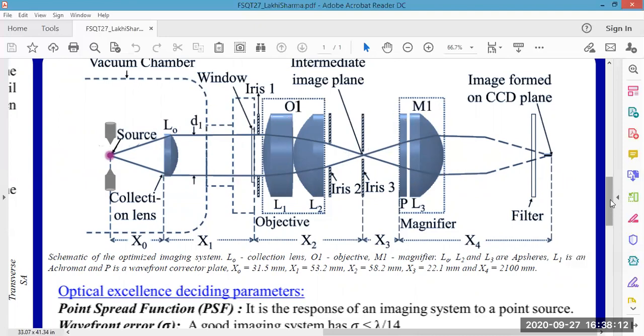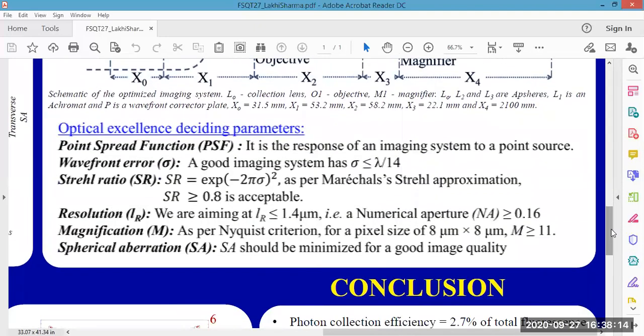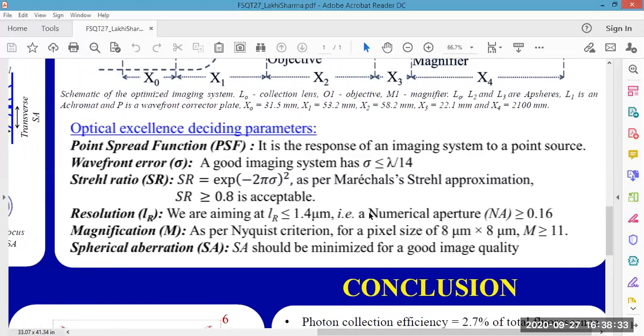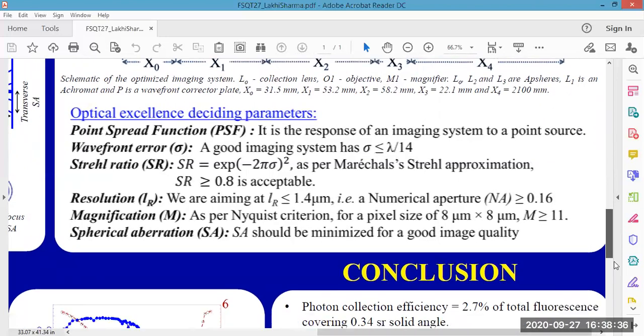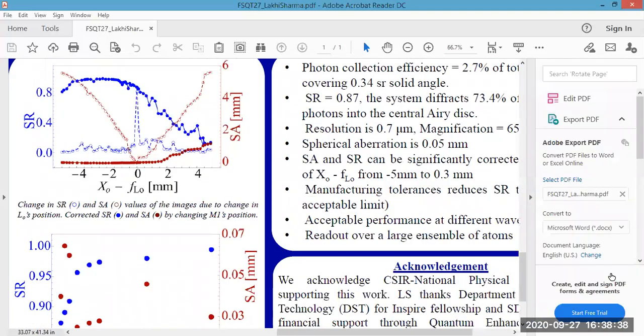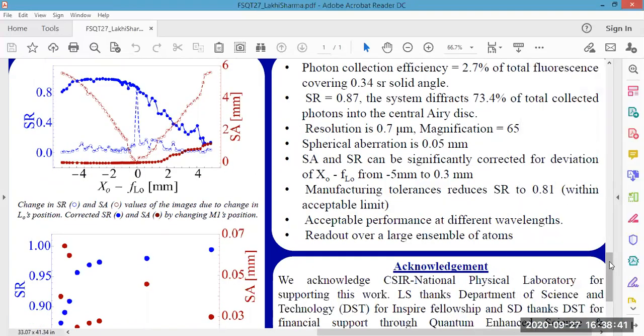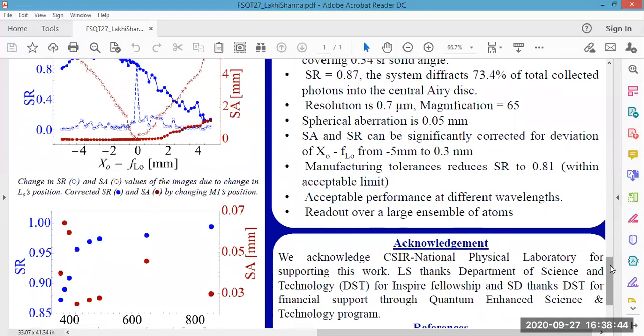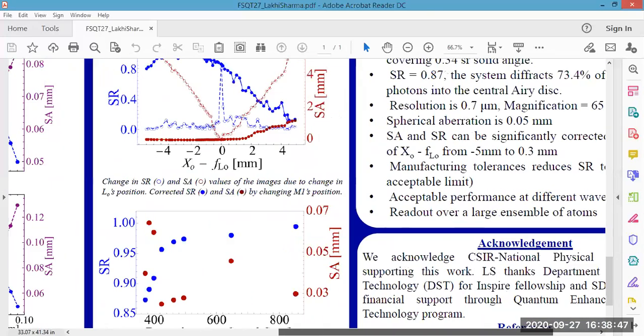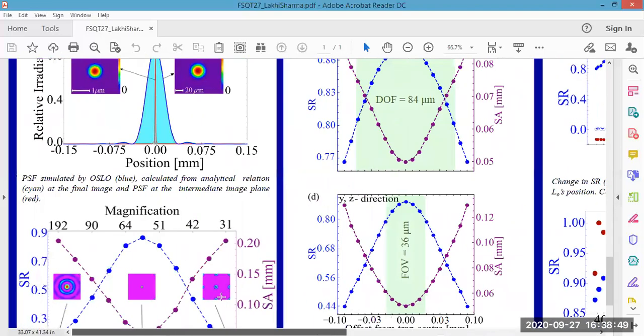Now, how would we know whether the system is really a very good imaging system? For that, we have certain parameters like the point spread function, the wavefront error, the Strehl ratio, the most important one, which has to be greater than or equal to 0.8, the resolution, the magnification, and obviously the spherical aberration. In our system, we want the resolution to be less than or equal to 1.4 micrometer and the magnification greater than or equal to 11. After simulation of this design using OSLO, optics software for layout and optimization, we have come up with these results.